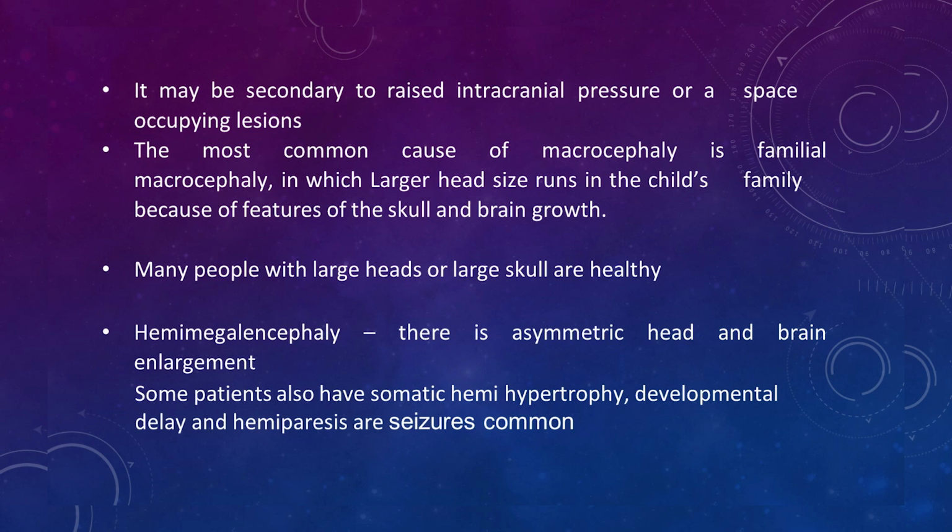Then hemimegalencephaly, that is half of the head is larger, or there is an asymmetry in the head and brain enlargement, where we see one side of the head may be larger and the other may be normal or smaller. Some patients also have somatic hemihypertrophy, seizures, developmental delay, and hemiparesis are common. In those patients, we may observe hemihypertrophy. So, half the side of the head is larger, which may develop seizures, then developmental delay may be observed, and hemiparesis are common manifestations observed in those babies.